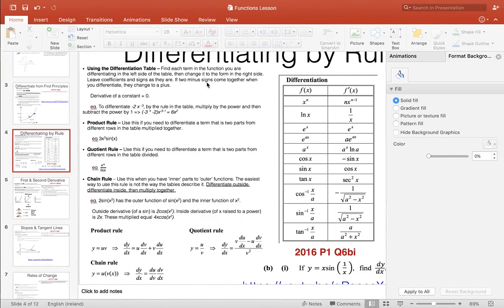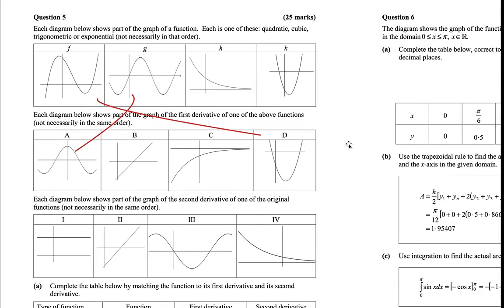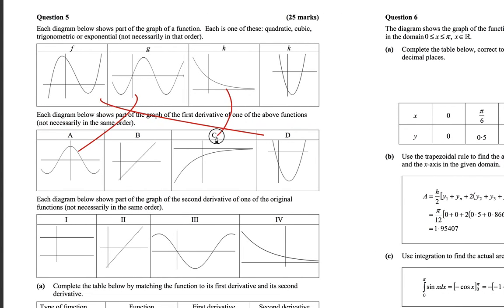An exponential always goes to an exponential. See here, e^x goes to e^x. Even if you have a coefficient to the x, it's still an exponential. It might be the other way around or inverted or something, but it's still an exponential. It's zooming off in some direction. And a quadratic, as you're decreasing the power, will go to a line.